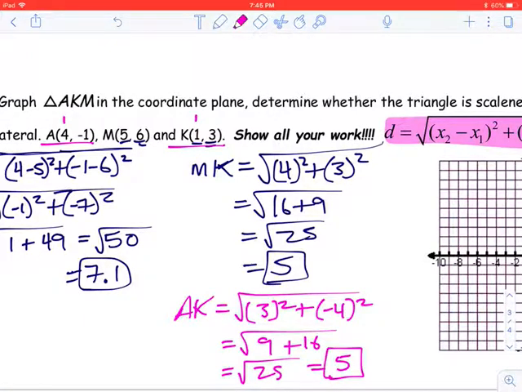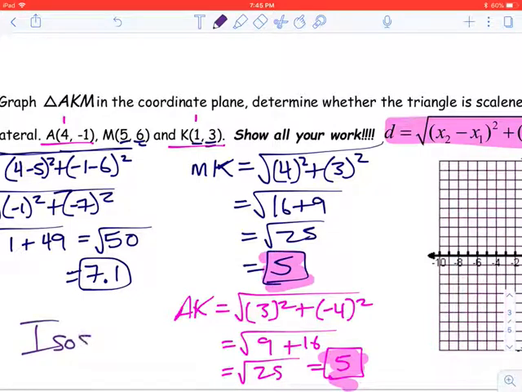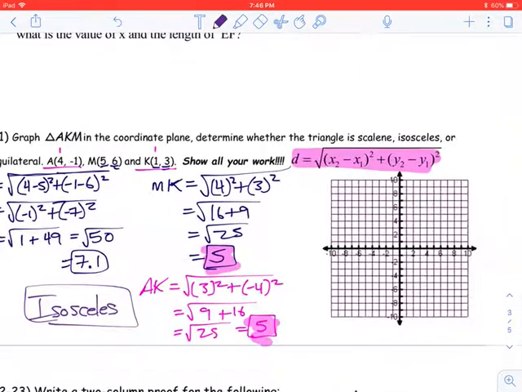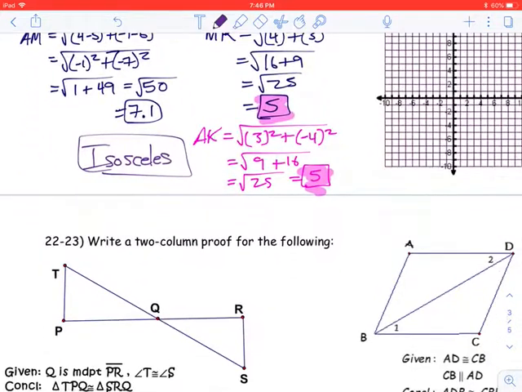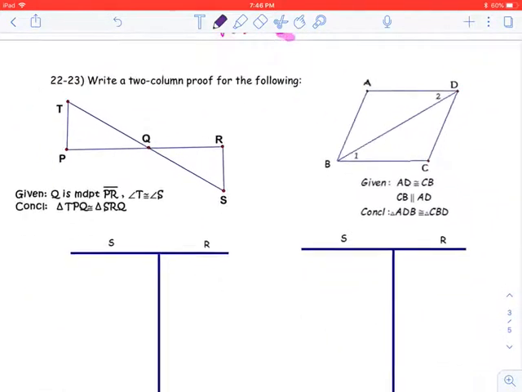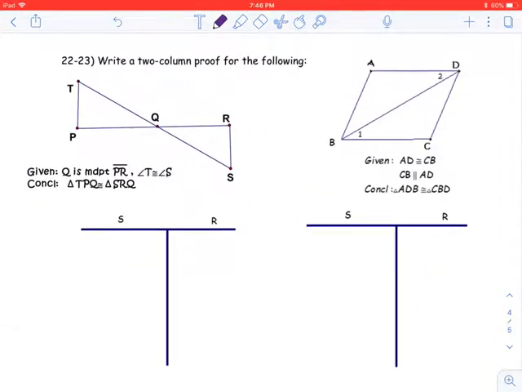So since these two match up, that makes our triangle isosceles. Okay. And I didn't have to draw it. You can use this obviously if you want, but you don't really have to if you can use the distance formula. Okay. So let's look at the next set of questions here. This is 22 and 23. It says write the 2-column proof. So we're going to do 23 here and save 22 for tomorrow.